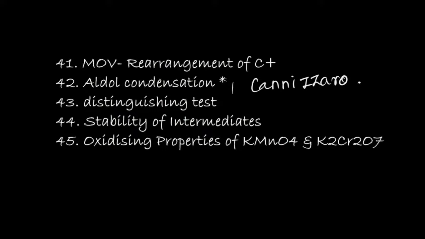And stability of the intermediates: free radicals, carbocations, carbanions, singlet carbenes, triplet carbenes, those related problems. And the oxidizing property of KMnO4 and K2Cr2O7, how it acts in acidic medium and in basic medium. Okay, so in acidic medium, what will happen with K2Cr2O7, and how the oxidation states change.